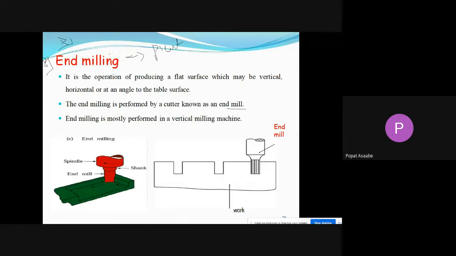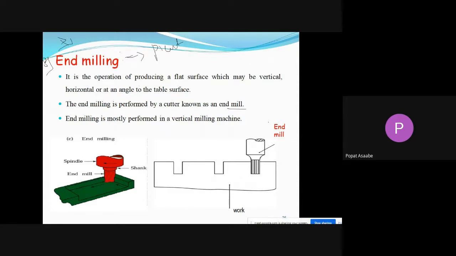End milling is the process of producing a flat surface. With the help of end milling we can produce a flat surface, and it is not required that the surface be horizontal, vertical, or at a particular angle. This condition is not there. We can produce the flat surface horizontally, vertically, and at any angle with the help of end milling. To perform end milling, we use the end mill cutter.